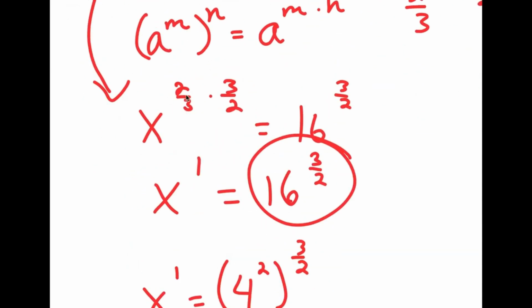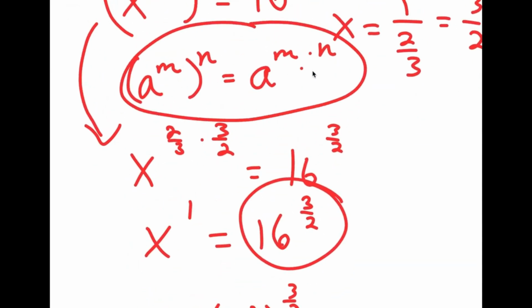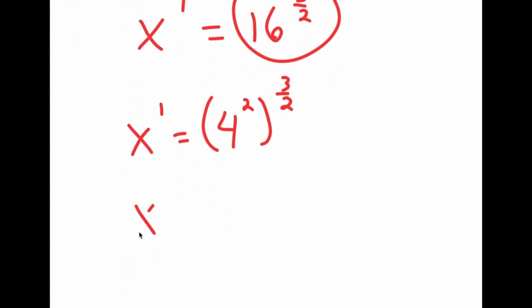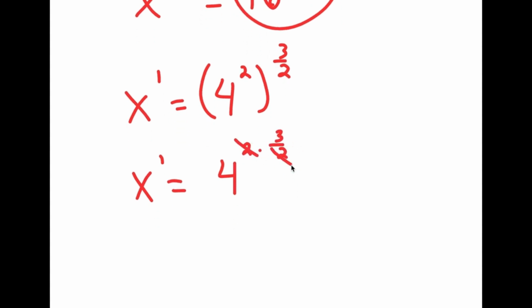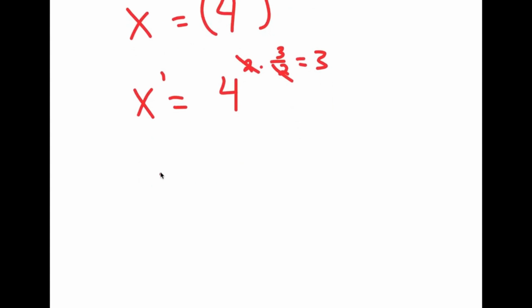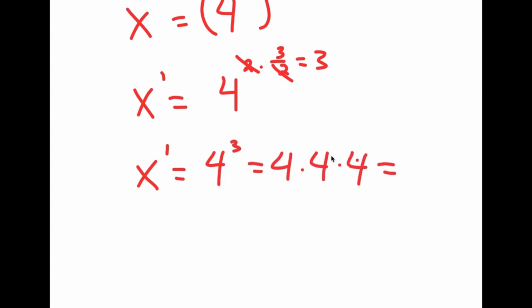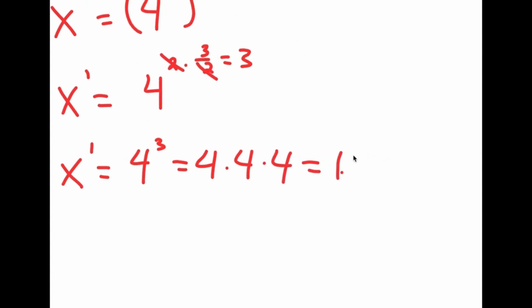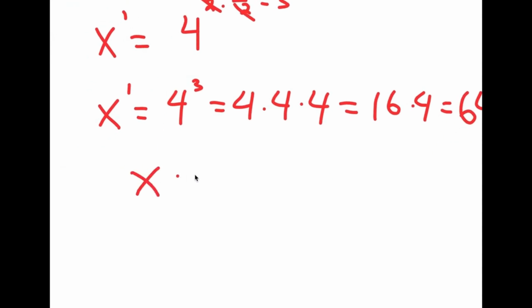And now, remember, we can use this property again, a to the power of m to the power of n is equal to a to the power of m times n, meaning this is going to equal 4 to the power of 2 times 3 over 2. And 2 times 3 over 2, these two cancel out, so this is simply equal to 3. So I get x to the power of 1 is equal to 4 to the power of 3, which is equal to 4 times 4 times 4. 4 times 4 is 16, so I get 16 times 4, which is equal to 64, meaning the value of x is equal to 64.